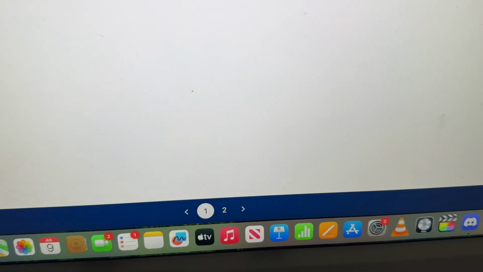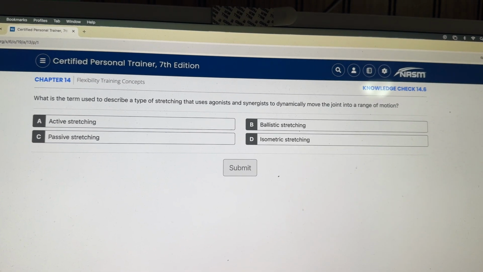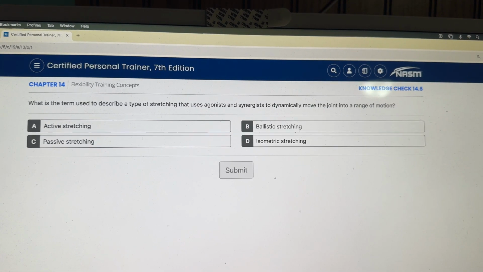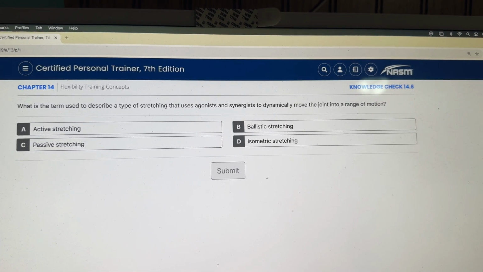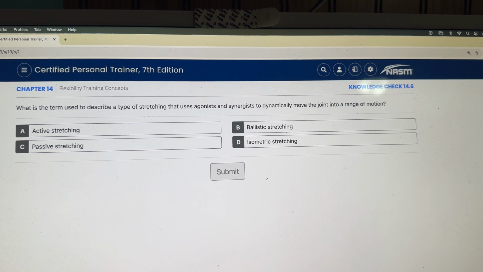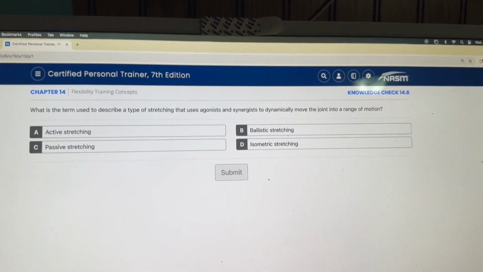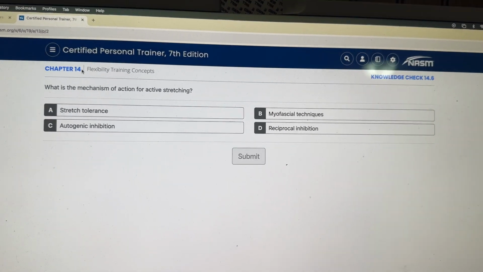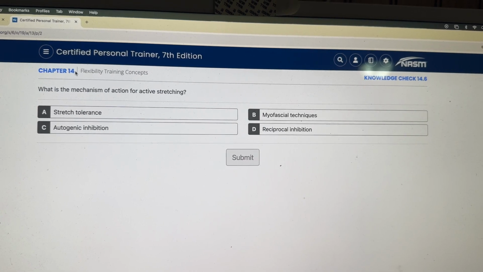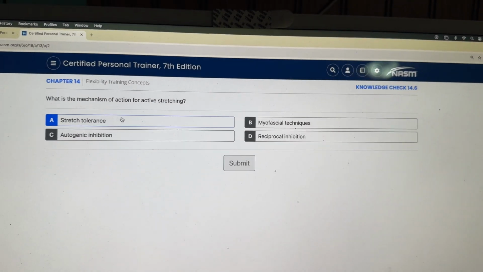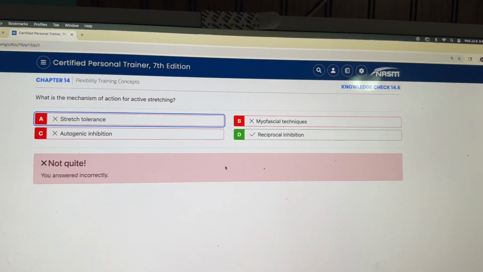All right, guys, chapter 14, lesson 6, done. 8:47 right now. Only 2 questions. Here we go. What is the term used to describe a type of stretching that uses agonists and synergists to dynamically move the joint into a range of motion? That's active stretching. We just learned that. What is the mechanism of action for active stretching? Stretch tolerance. What? I messed up.